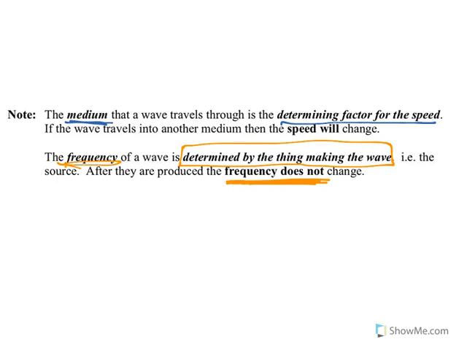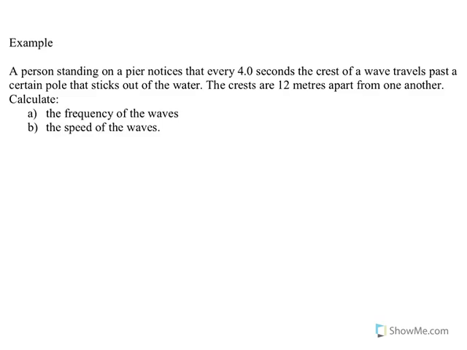All right, so let's have a look at an example of the wave equation. So we've got a person standing on a pier who notices that every 4 seconds, the crest of a wave travels past. The crests are 12 metres apart. So we've got a couple of things from that. First of all, crests being 12 metres apart means that the wavelength is 12 metres.